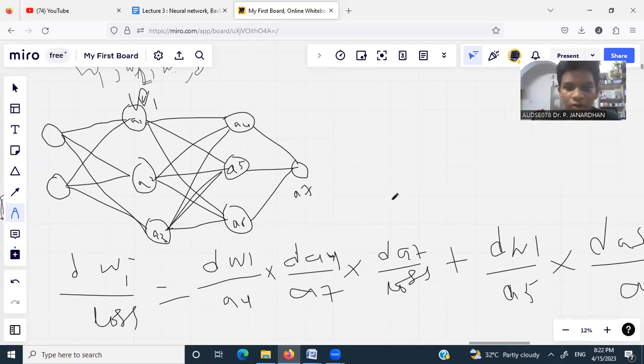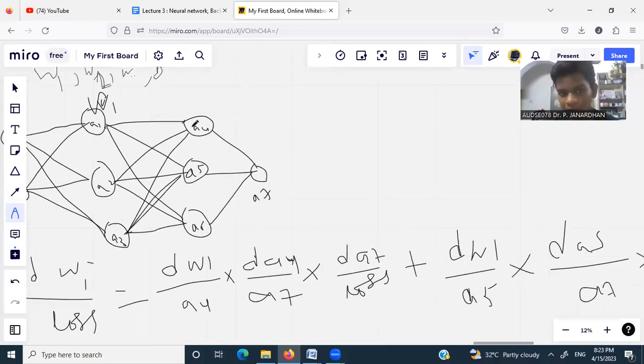And then after that, we'll calculate how w1 affects a4, and then we are going to multiply that by how a4 affects a7, let's say the derivative of a4 by a7, and then we are going to again multiply by how a7 affects the loss. We are going to calculate the derivative of a7 with respect to the loss, and then we are going to add that, right, we looked at this path, and then we are going to go with this path. We are going to see how w1 affects a5, and then we are going to multiply by how a5 affects a7, and then so on, right?